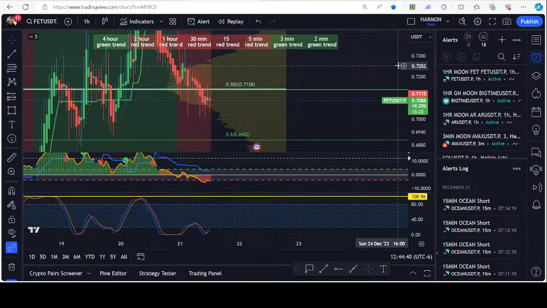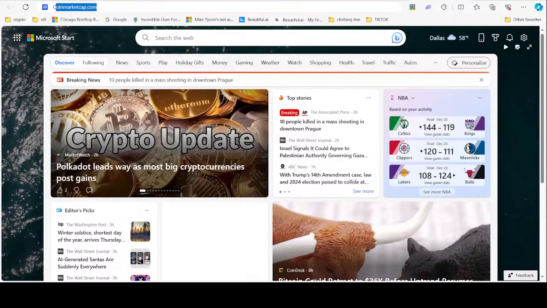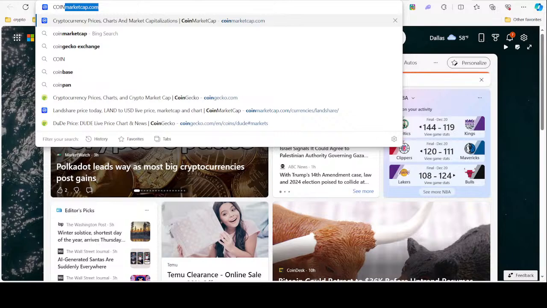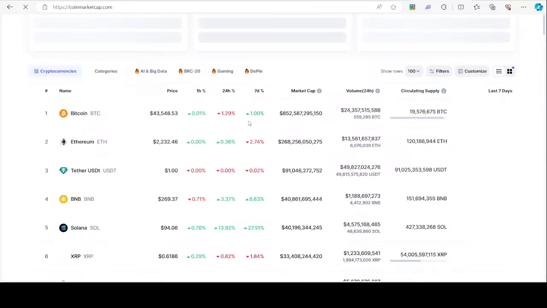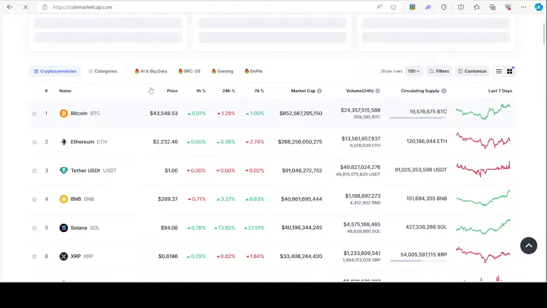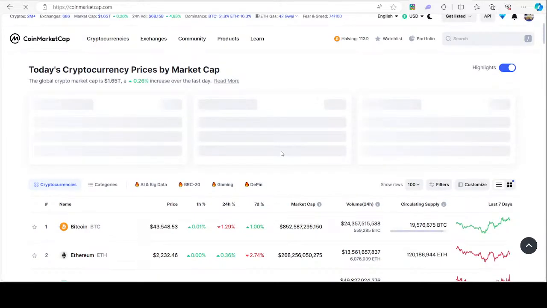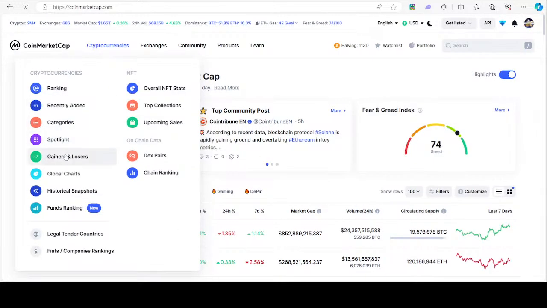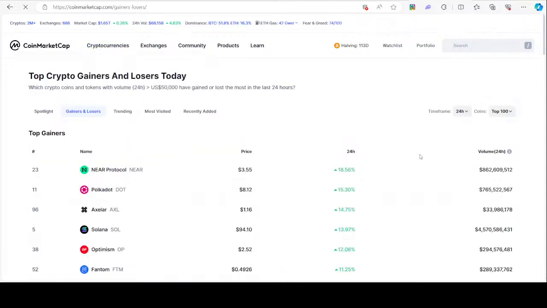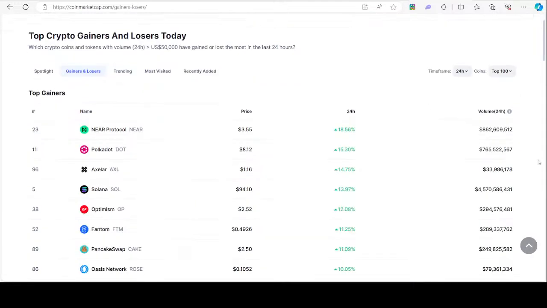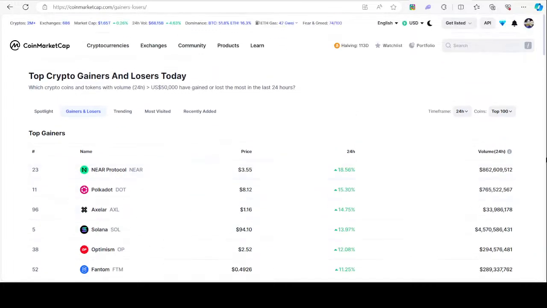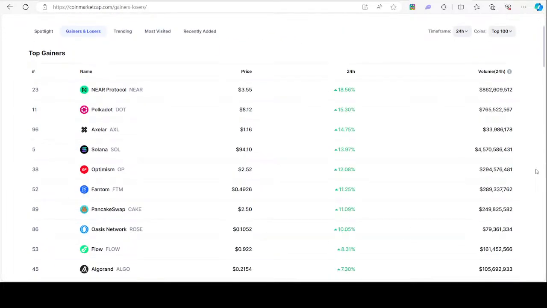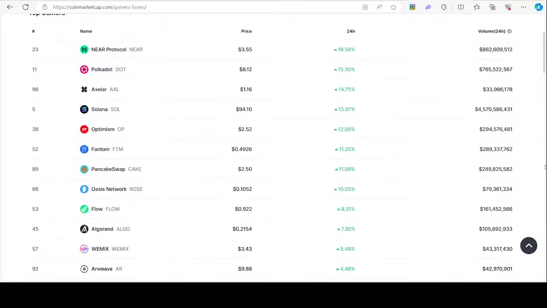So let's go to CoinMarketCap, right? Shouldn't we look to the longs? Solana just blew up, and you've got Polkadot blown up. All of the altcoins are now pumping, because the Bitcoin dominance is dropping down. Yeah, we're moving towards an alt side, right?